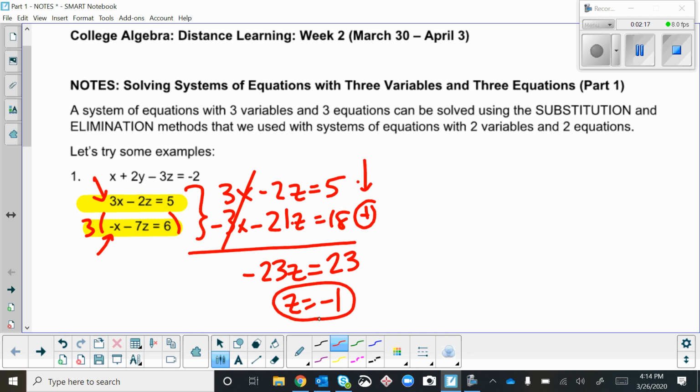Now I will take that z back into those 2 highlighted equations and solve for the other variable, which is the x. It doesn't really matter which one you plug it into. So I'm going to use the top equation, this one right here.